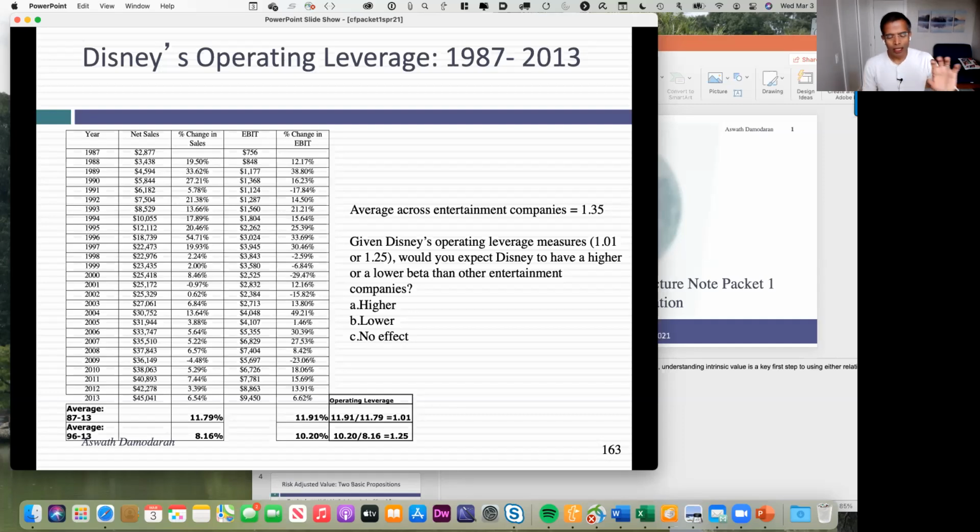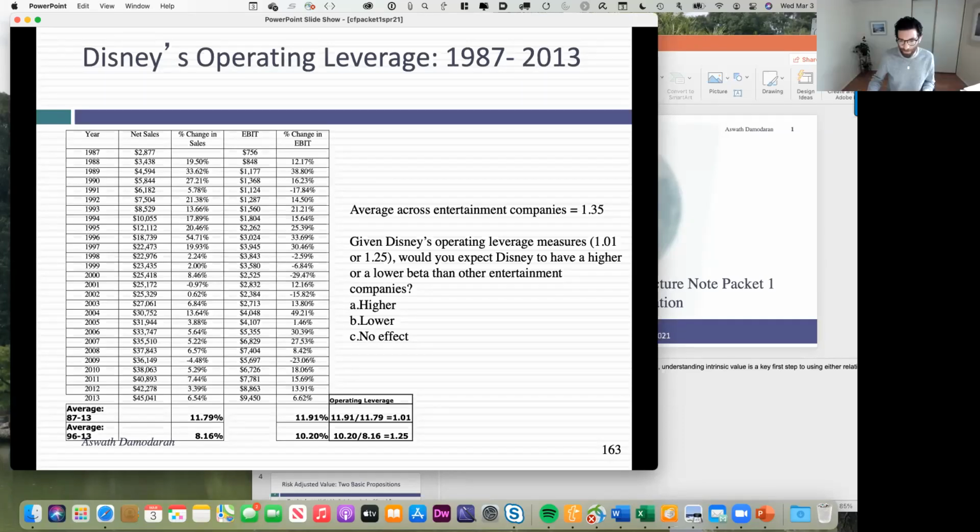So let's step back. Let's take the Disney 1.25 number because it's more reflective of where Disney is in 2013. That's what I'm getting for Disney, 1.25. The average for the sector is 1.35. Just taking those two numbers, what would that tell me about the beta for Disney relative to the beta of other entertainment companies? That it's going to have a lower beta or a higher beta? Fabian, what do you think? To the extent that you trust those numbers, what am I saying about Disney? That it's got less fixed cost or more fixed cost than the typical entertainment company?